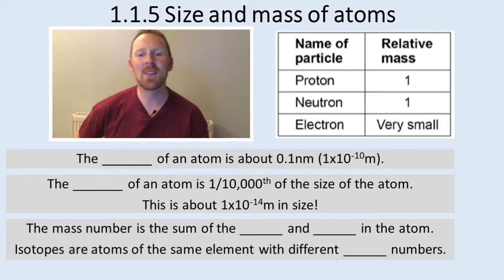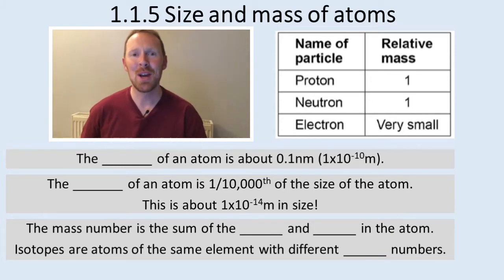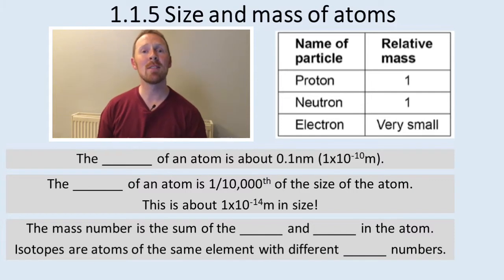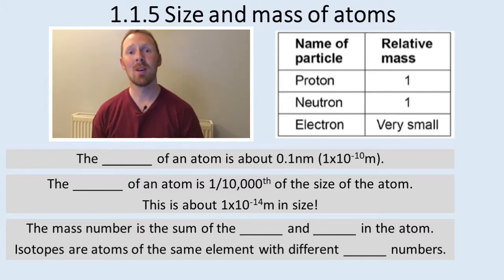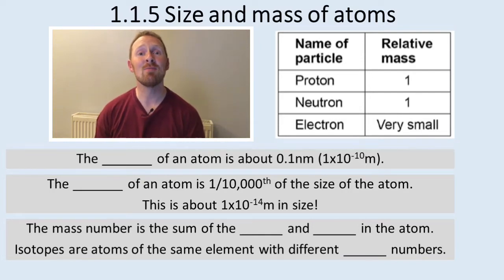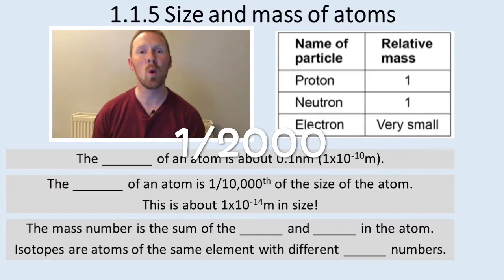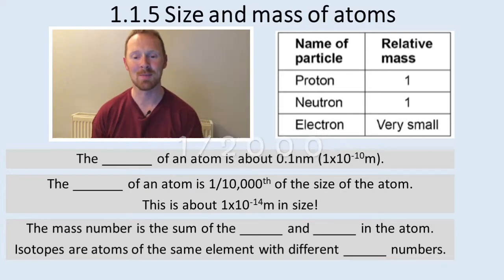We're looking at specification point 1.1.5, size and mass of atoms. So we've already looked at the relative charge of protons, neutrons and electrons. Now you're looking at the relative mass. Protons have a relative mass of 1. Neutrons have a relative mass of 1. But we can state that the relative mass of an electron is very small. An approximation is 1 over 2,000 the mass of a proton or a neutron.